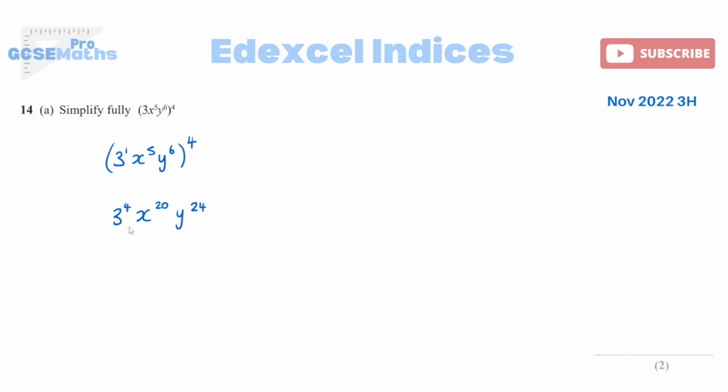Now, as we said before, 3 to the power of 4 is both numbers. You can actually work that out. So they would expect you to write that as 81. X to the power of 20, y to the power of 24. Piece by piece.